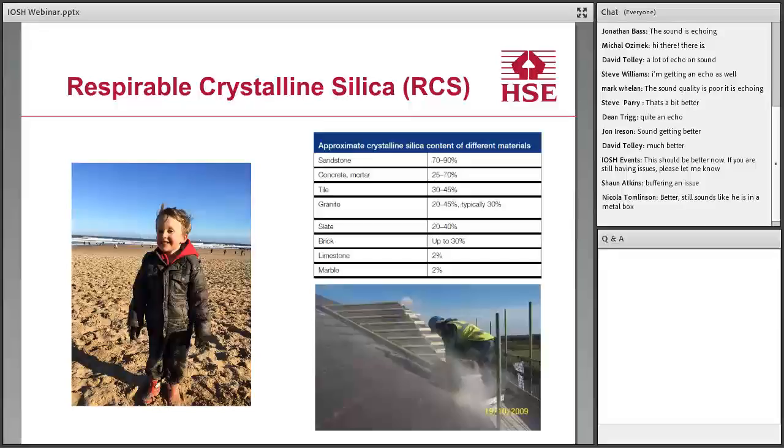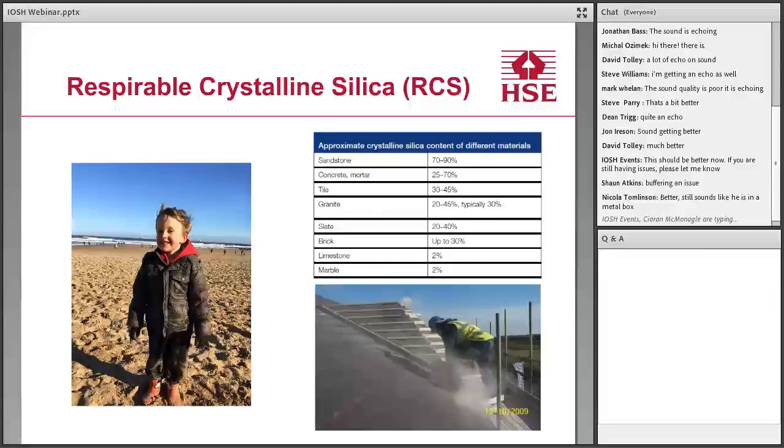Silica itself is very, very common. I decided to throw in a slide of my son there on the left. He's playing on a beach full of silica, but the key thing is it's not respirable. It's not really, really small. So he's perfectly safe. We're not saying you can't play on the beach or make sandcastles or anything like that. But it's important to recognise that it's in lots and lots of materials.